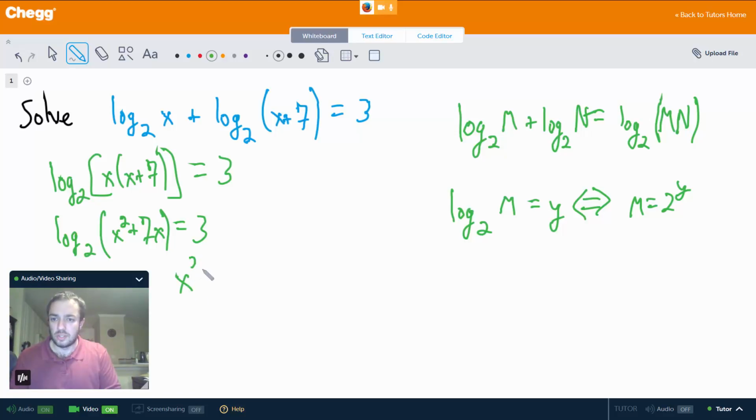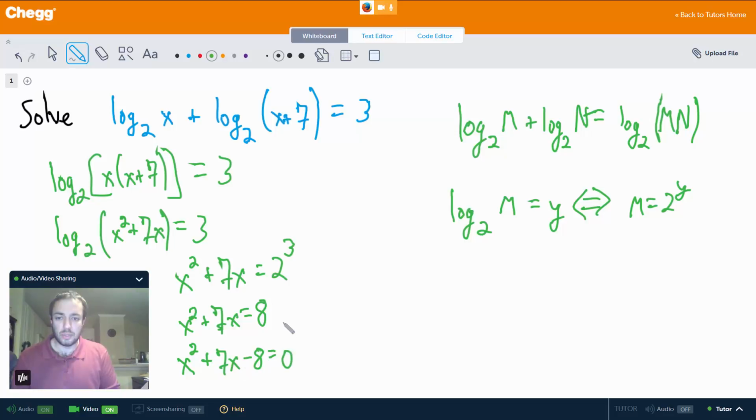So in our case, this is going to be x squared plus 7x equals 2 to the third power. Okay, now let's go ahead and simplify a little bit. X squared plus 7x equals 2 to the third power, that's just 8. Now what we have here is a quadratic equation. So let's go ahead and subtract 8 from both sides, and we get x squared plus 7x minus 8 equals 0. All right, I'm going to go ahead and erase this stuff up here.